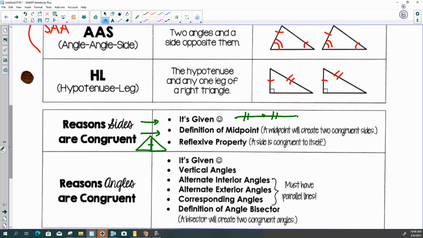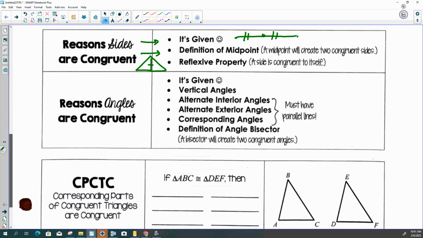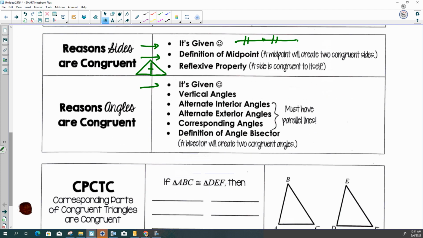So again, in order to use these, some of it they'll just give you, or they'll give you a hint, and you can then conclude congruence. Okay, how can we prove that angles are congruent? Again, they might just give it to you at the beginning of the proof. If we can see that there are vertical angles, they're always equal. Alternate interior, alternate exterior, corresponding.